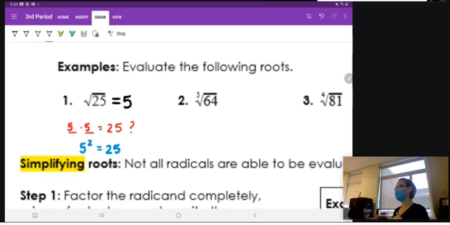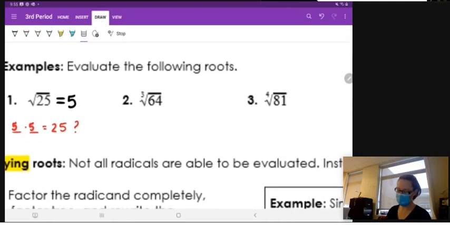5 squared equals 25. So if the square turns a 5 into a 25, then the square root turns a 25 into a 5. That's what we mean when we say that these two things are opposites of each other. Roots and exponents are opposites of each other. They undo each other. So we'll do a few more examples like this.